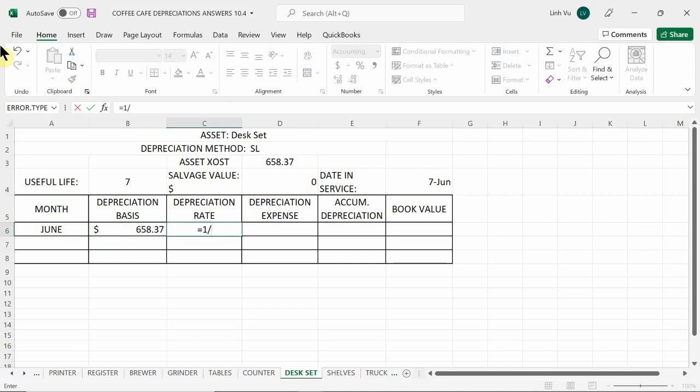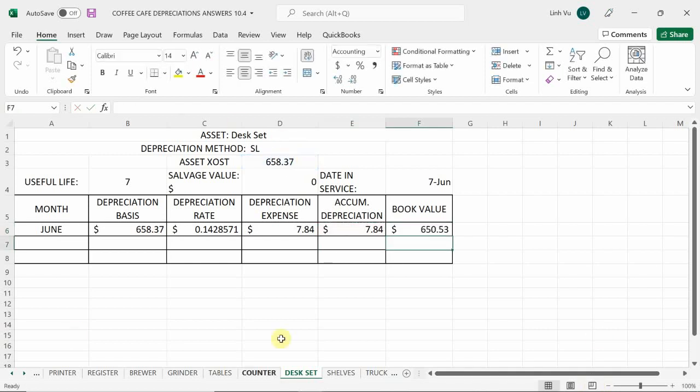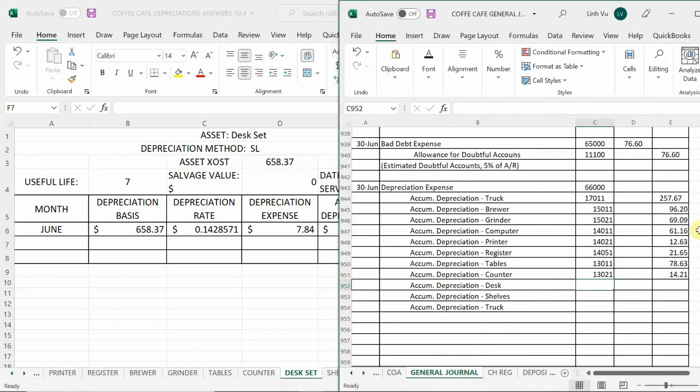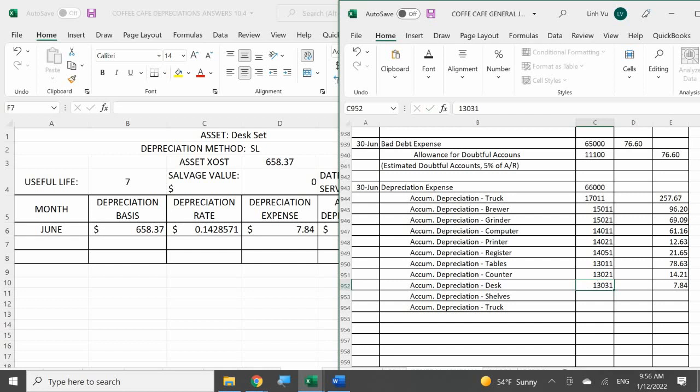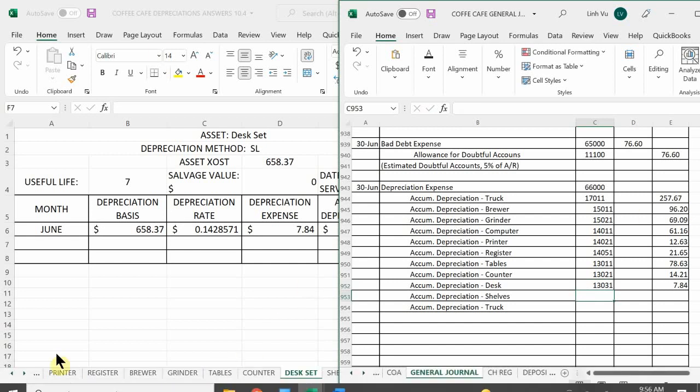Okay. 1 over its estimated useful life. Okay, so what is going to be the depreciation expense for the month of June? $7.84. Make sure you know that's expensed. And I believe it's account number 13031. Okay. We got display shelves to complete.